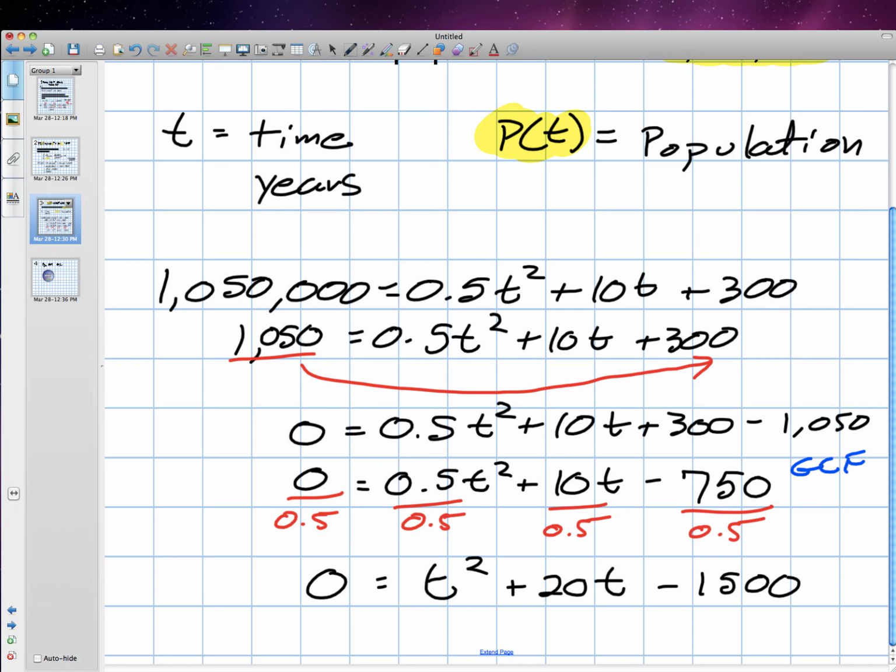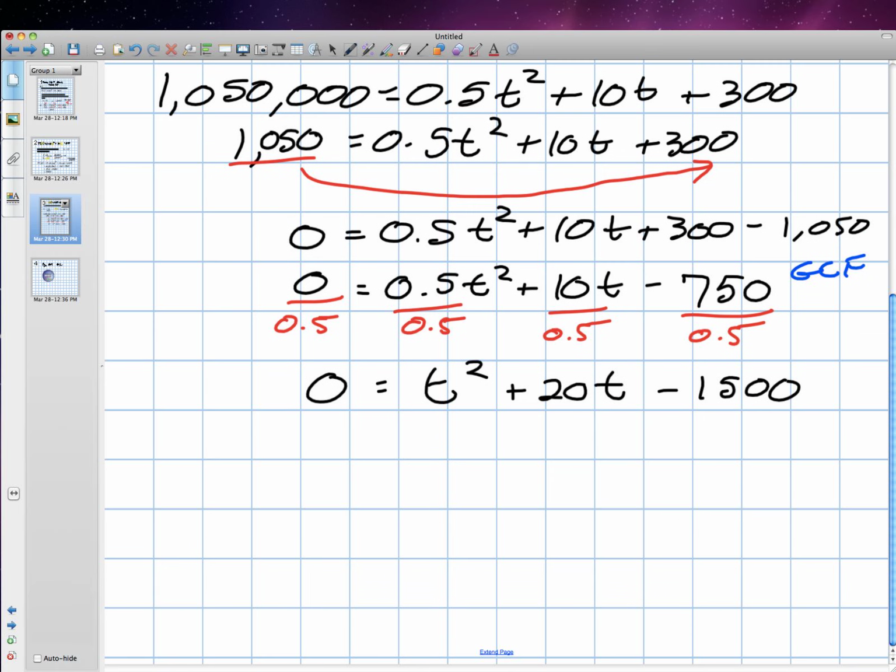So I'm going to take the factors of the first term. Remember, there's a 1 here. So we have 1t and 1t. And I need to take the factors of the last term. There are a lot of factors of 1,500. So obviously 1 and 1,500. 30 and 50 are one of them. And if you notice, they're actually going to be the two that work. Very good. Okay. So we know the factors.